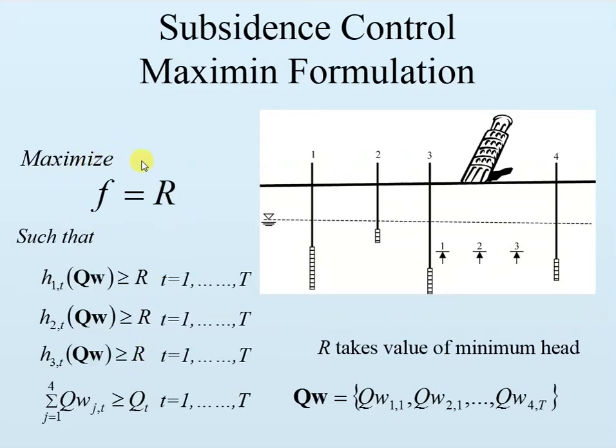and we will attempt to maximize this value r. In other words, we're maximizing the minimum head over all locations, all 3 locations, and all stress periods. And we're doing this, in this case, while at the same time meeting the demand for water supply. So yet another formulation that one can use for the same problem. We'll look at some additional constraints and additional formulations in the next episode.